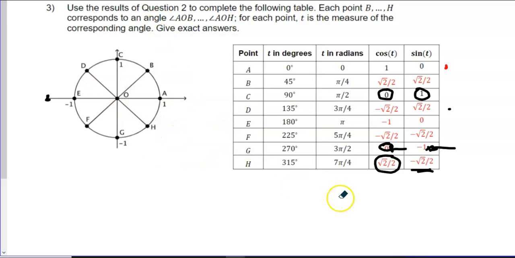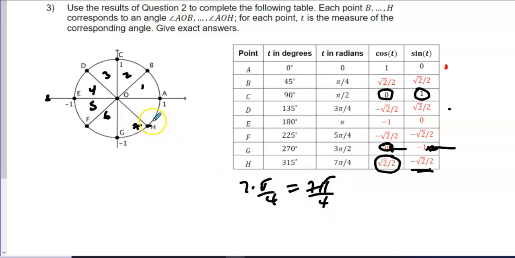Now, how do you get the 7 pi on 4? All you need to do is that you count the pi on 4s. Remember, we have divided this into 8 equal intervals. So this is 1, 2, 3, 4, 5, 6, 7. At this point, we have 7 pi on 4. And so 7 times pi on 4 gives us 7 pi on 4. And so that is that.